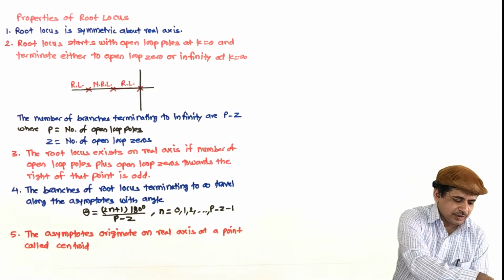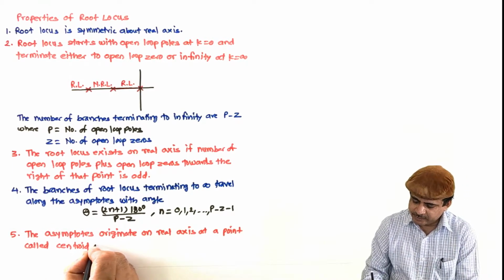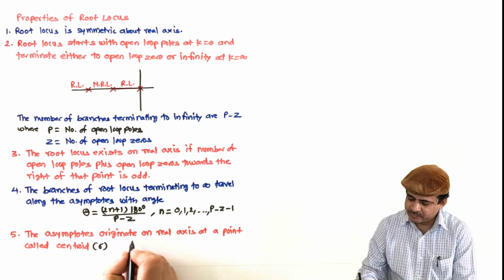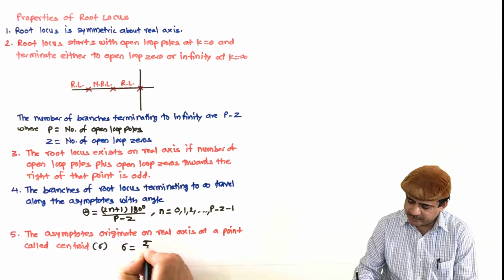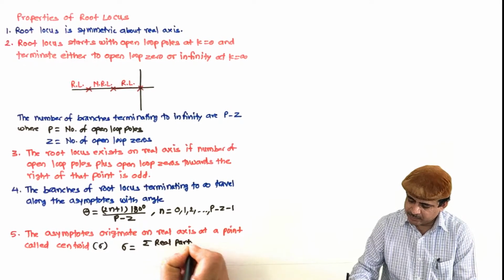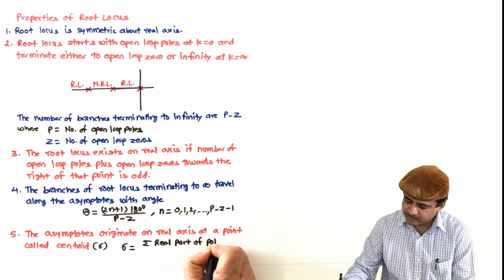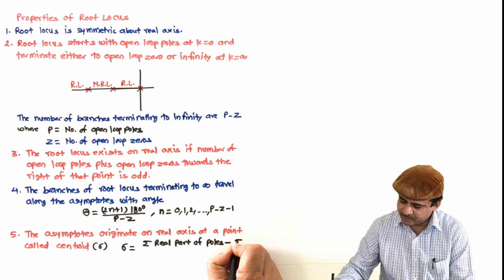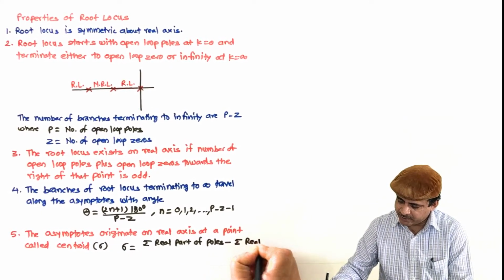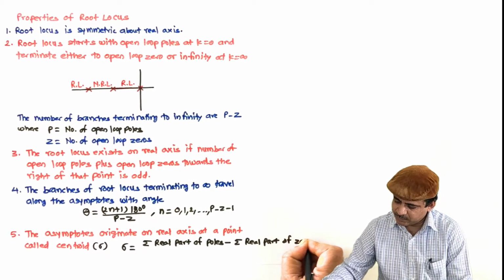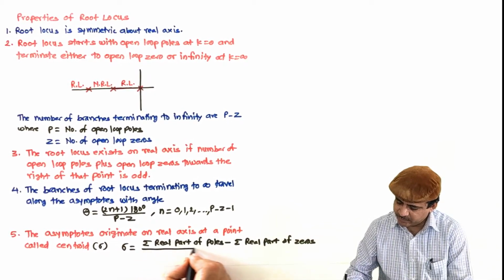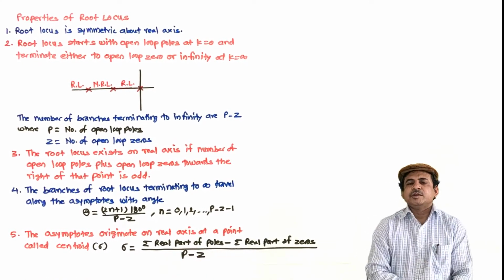And that centroid is given by, centroid, and it is denoted by sigma. Sigma is equal to summation of real part of poles minus summation of real part of zeros, divided by p minus z.